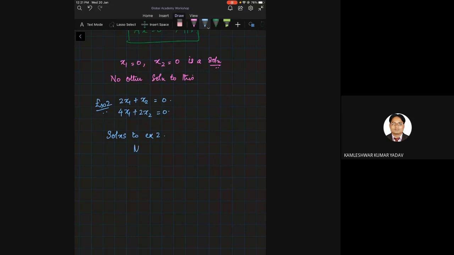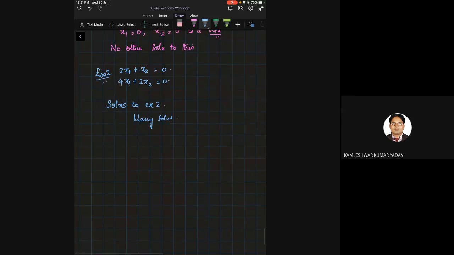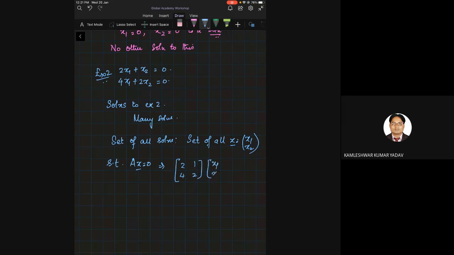Now, let's look at this. Many solutions. I want to see the set of all solutions to this. That means I want to look at the set of all x is equal to (x1, x2) such that Ax is equal to 0, that is, such that the matrix with rows (2, 1) and (4, 2) times (x1, x2) is equal to 0.